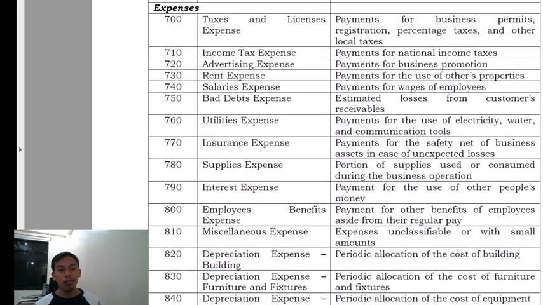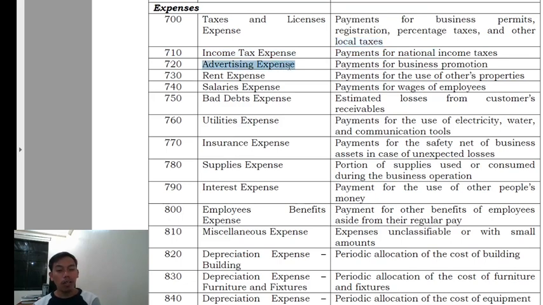Maraming expense tayo. So, taxes, pagbabayad ng business permit, ng registration, ng percentage tax, ng local tax dito sa munisipyo or probinsya, lahat yan papasok as part of taxes and licenses expense. Pero meron kasi tayong separate na income tax expense. This is for national income tax. Kasi kung local tax siya, that would be classified as taxes and licenses expense.